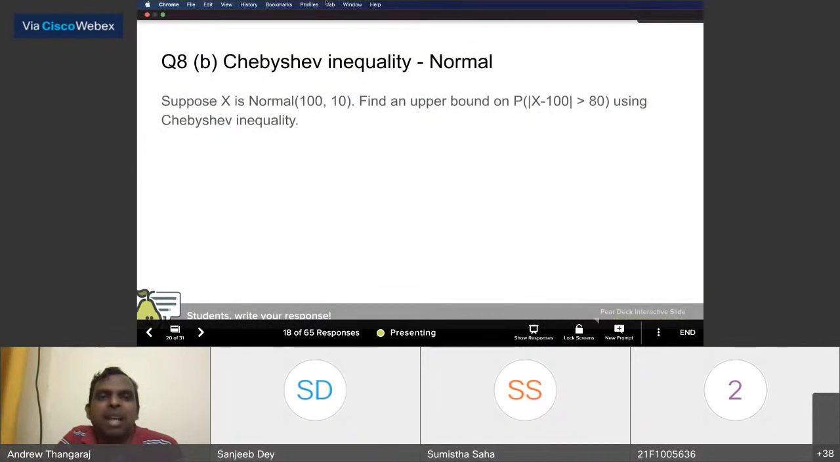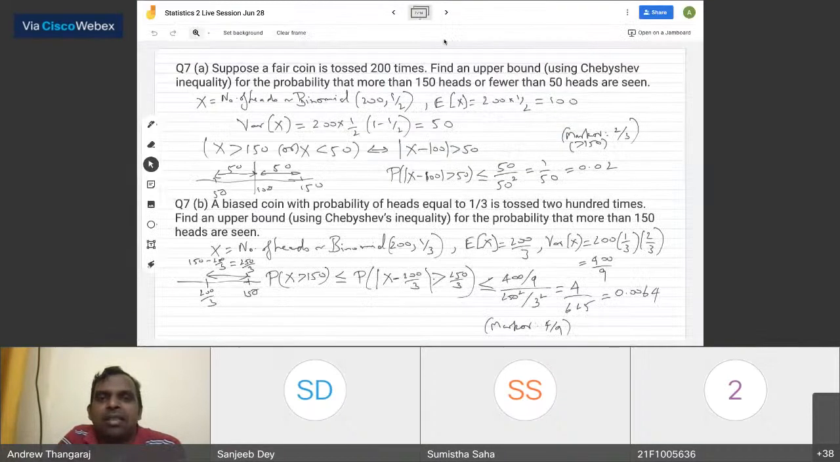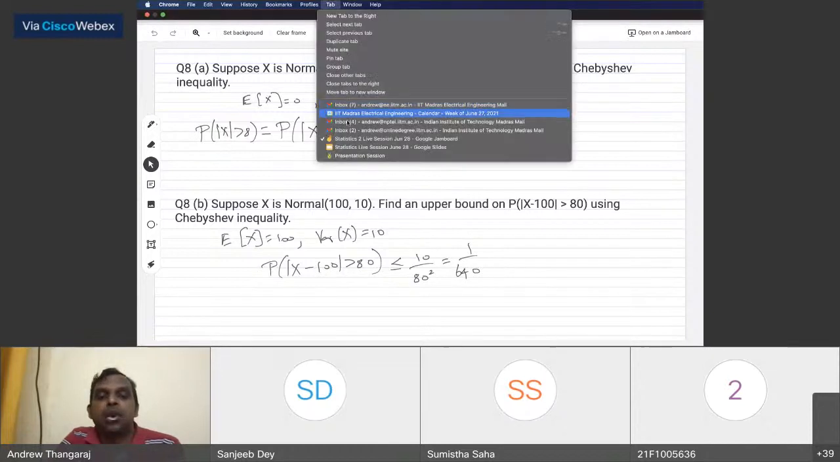Okay, so I think I may have the solutions written up just because I wrote it up. I'll show it to you. It's straightforward here. I've just written a couple of quick applications of the formula. You can see here variance is known. X minus x is 2 by 8 square, 1 by 32, 10 by 80 squared, 1 by 640. Okay, so let's go on to the next one.